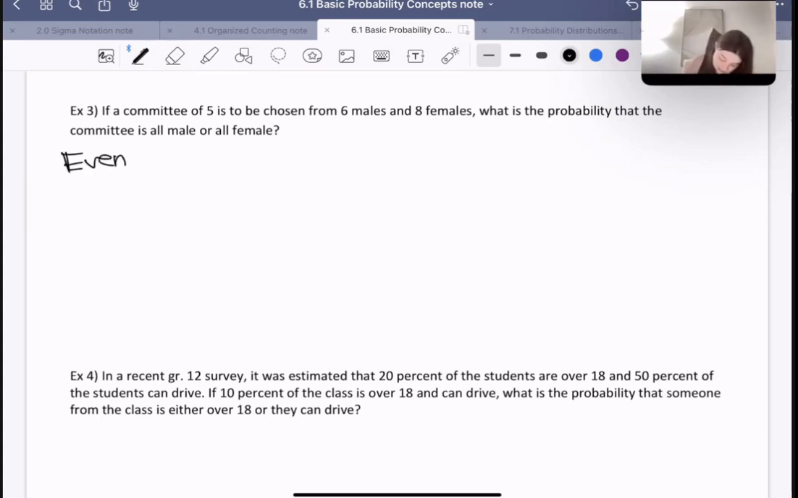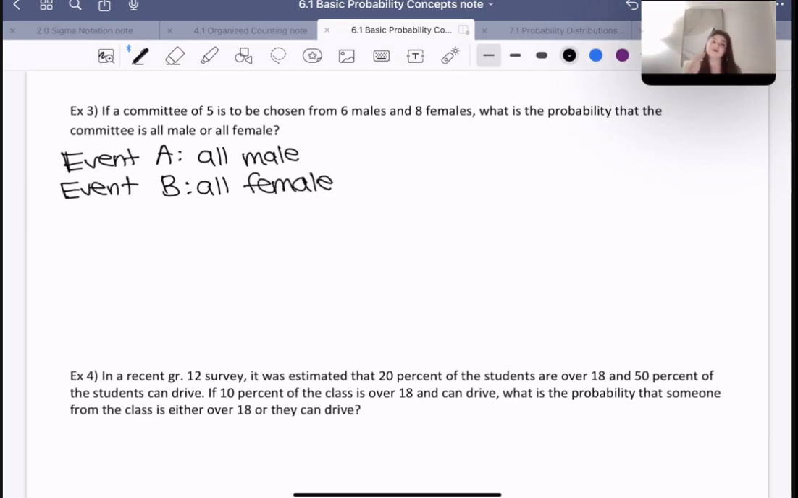Event A is all males, so an all male team. And event B is all females, so an all female team, right? Okay, so now that we know these are mutually exclusive, what do we do next?